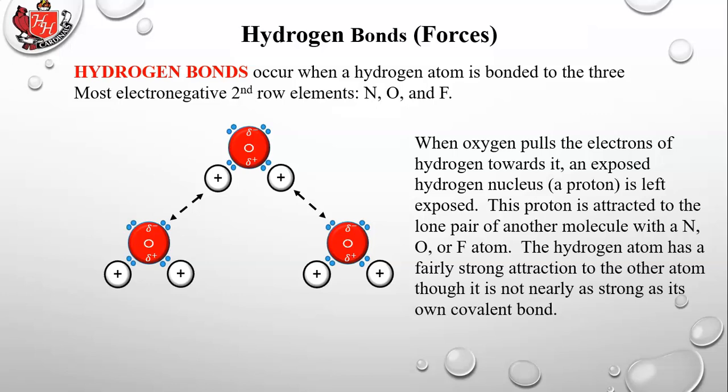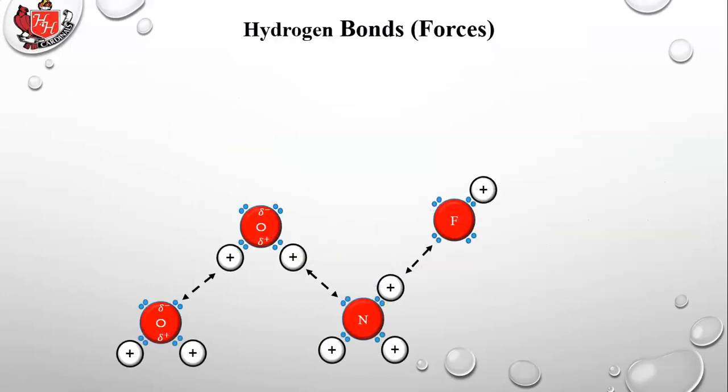That's a really strong bond, but it has a hydrogen bond attraction to the lone pair of a different water molecule. So although hydrogen bond forces are the strongest of the intermolecular forces, they're still much weaker than an actual covalent bond, which is bonding those protons and those hydrogen atoms to their own oxygen. So let's look at some. You can mix and match these.